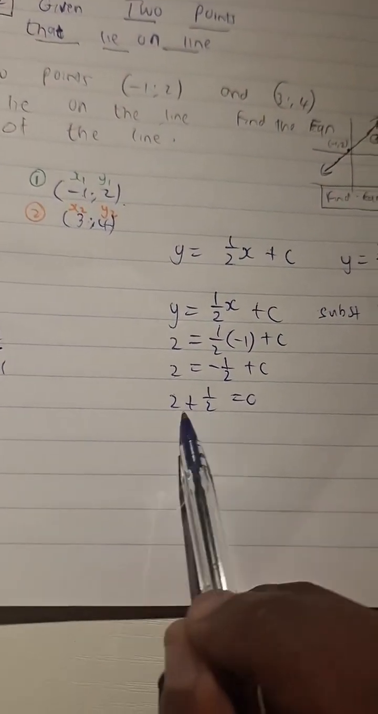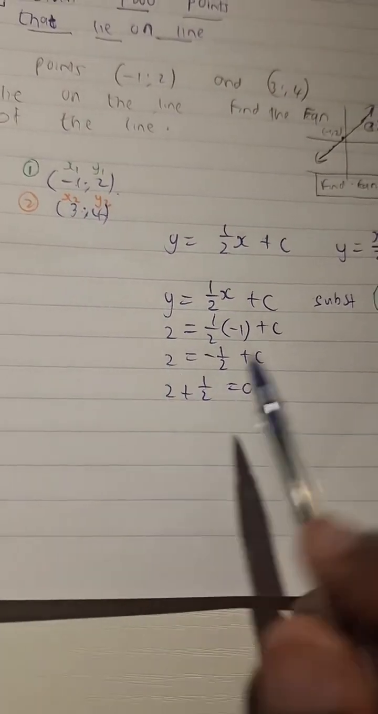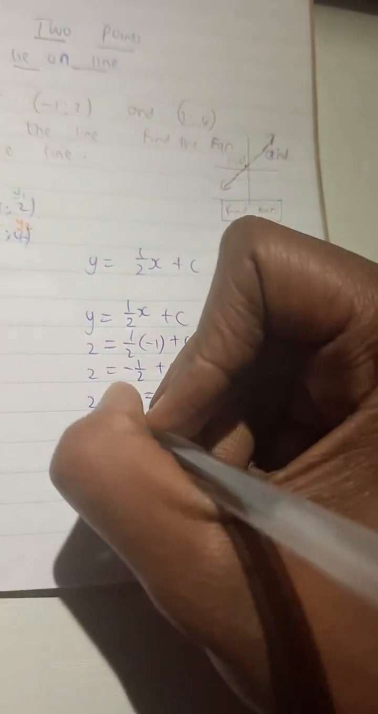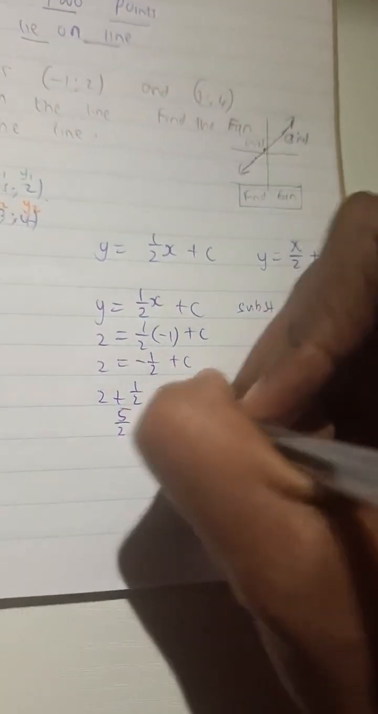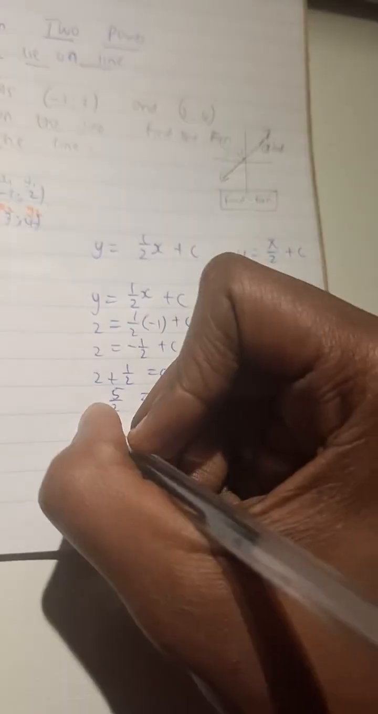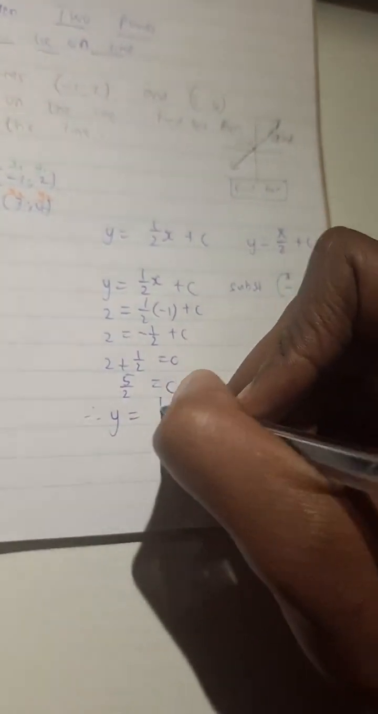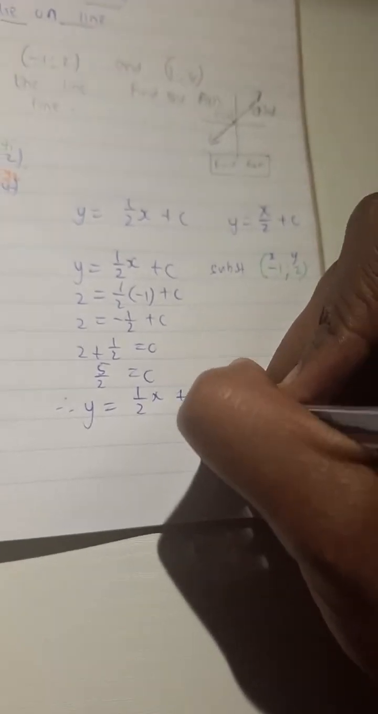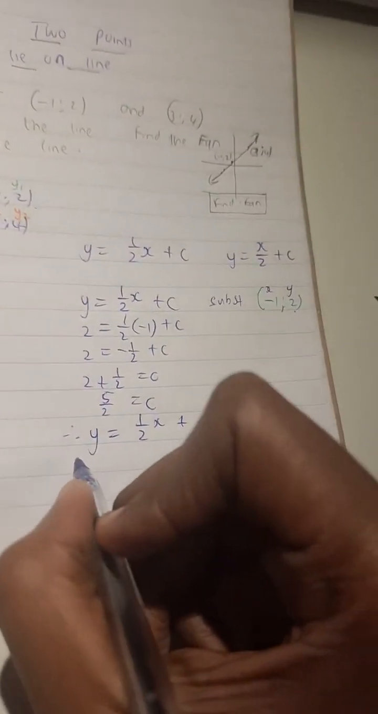Then you can add this, right? You can take your calculator and add it quickly if you want, but we know that the addition of fractions for this will give us a 5 over 2. So c is equal to 5 over 2. Therefore, we can say y is equal to half x plus 5 over 2.